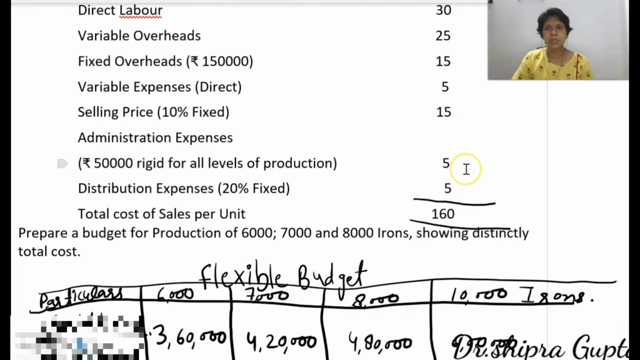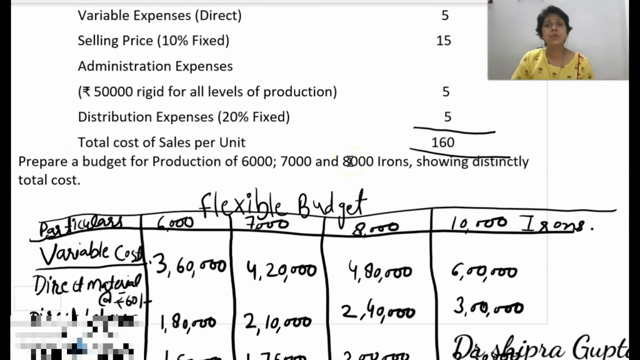The next item is administration expenses, rupees 5 per unit. For 10,000 units, we will calculate for 10,000. Then we will get rupees 50,000, and the total amount is rigid for all the production. It means 50,000 total amount, and we will get again 50,000. So these two are equal. So we will consider administration expenses in the nature of fixed because these two terms are equal.